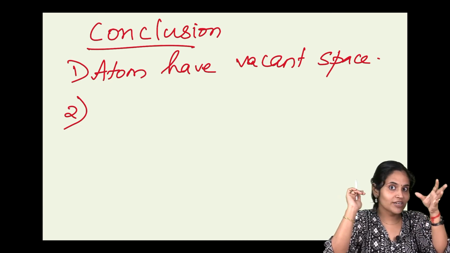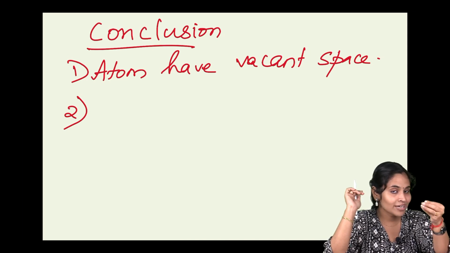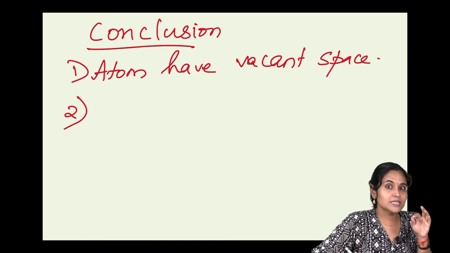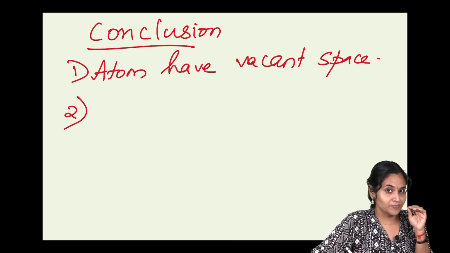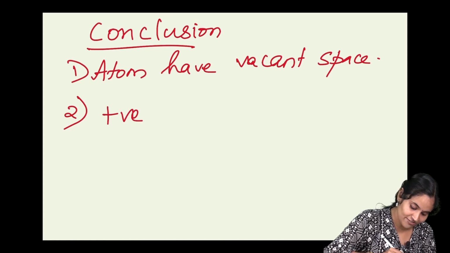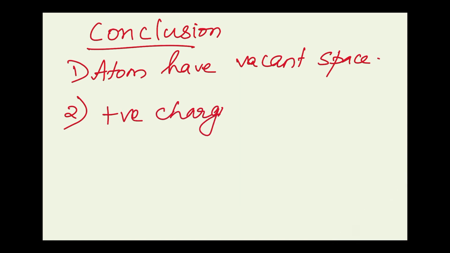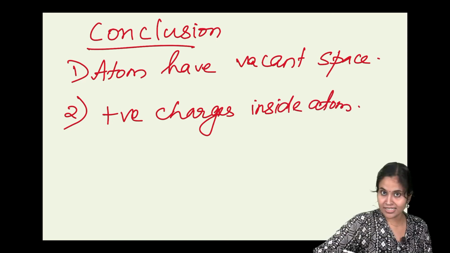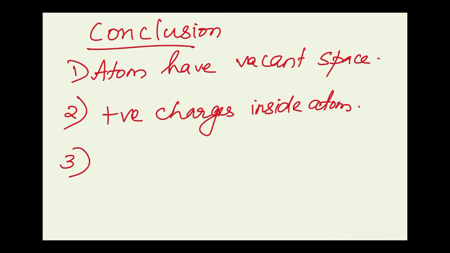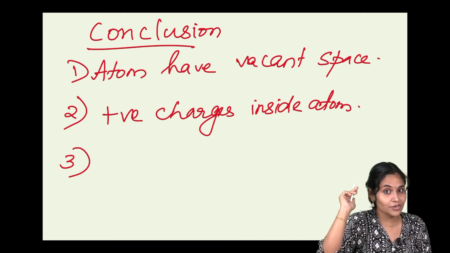So from his observation that some of the alpha particles were deflected, he concluded that there are some positive charges present inside the atom. That was his second conclusion. There are positive charges inside the atom. Okay? Yeah, that was his second conclusion. Then what was his third observation? Yes, very few alpha particles were deflected at an angle of 180 degrees, correct?